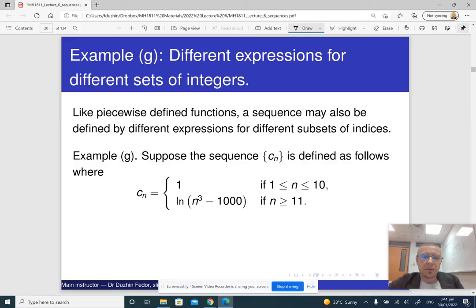Sometimes a sequence, just like a function, can be a piecewise construction. So it may be defined by different expressions for different sets of integers. Like in this case, if n is between 1 and 10, then n cubed is smaller than 1000, so logarithm of n cubed minus 1000 is just undefined. So we can define Cn for those values of n to be just 1.